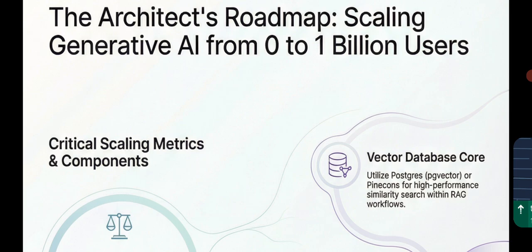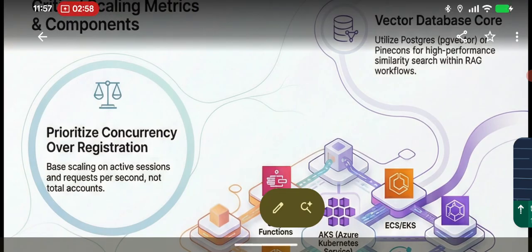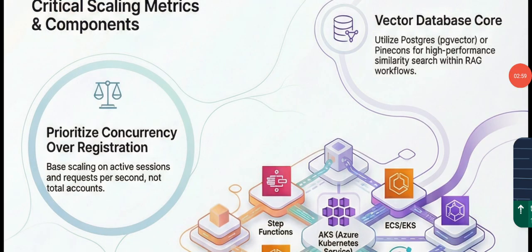The critical components are also large language models, which need to be available as the number of users increases. So the agent should be able to connect and get the response from the language models, right?